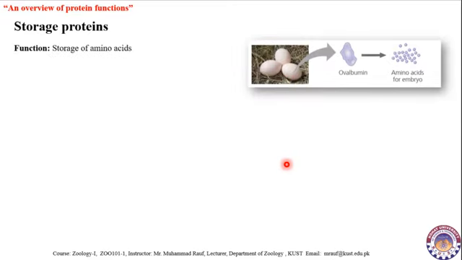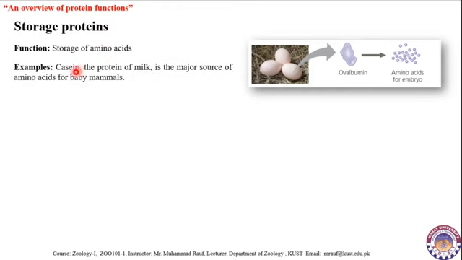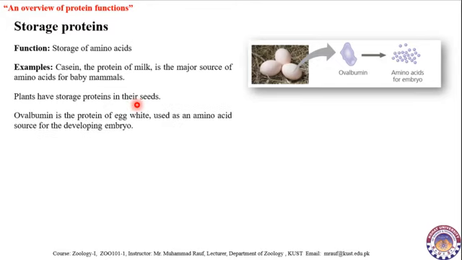Storage proteins. The function of the storage proteins is storage of amino acids. Casein is an example of a storage protein which is present in milk and is the major source of amino acids for baby mammals. Plants have storage proteins in their seeds. Ovalbumin is the protein of egg white, used as an amino acid source for the developing embryo.